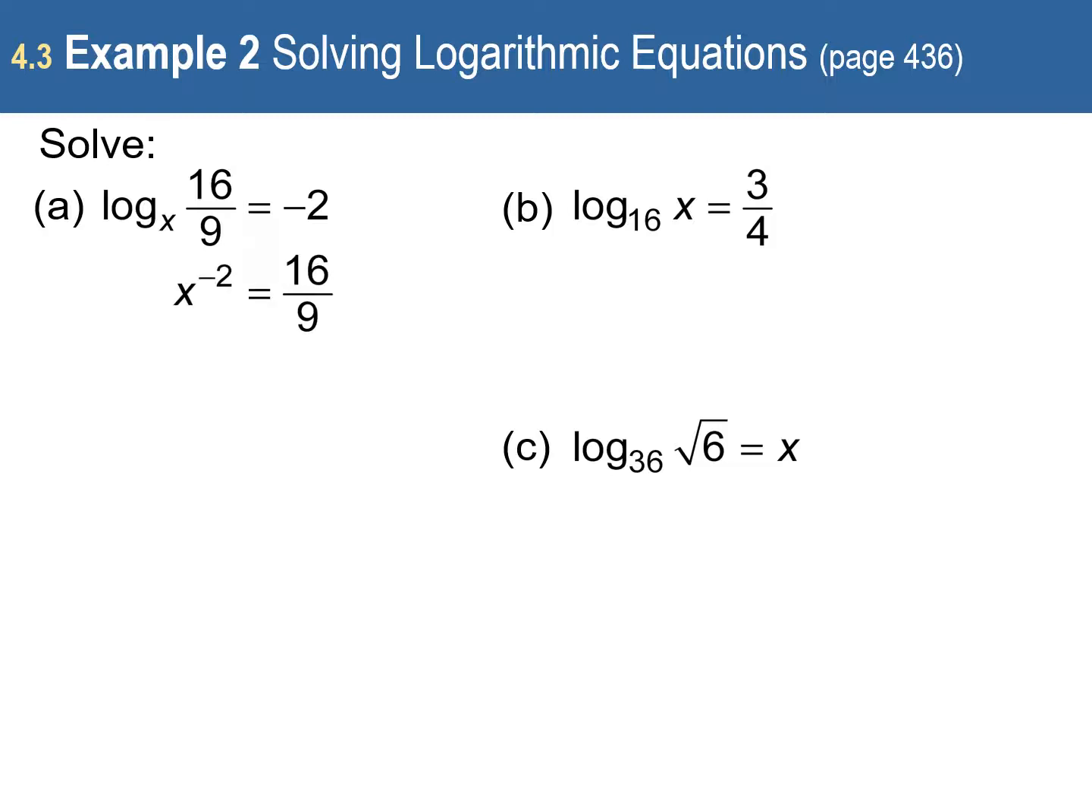So you put it in exponential form. X to the -2 is equal to 16 over 9. So x squared is 9 over 16. So we're going to take the positive square root because remember the bases have to be positive. So x is 3/4.